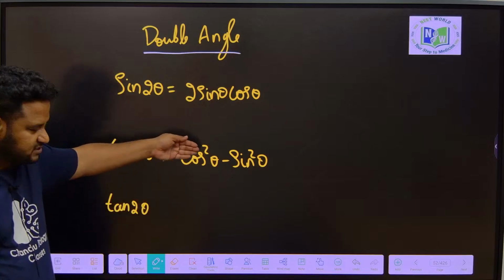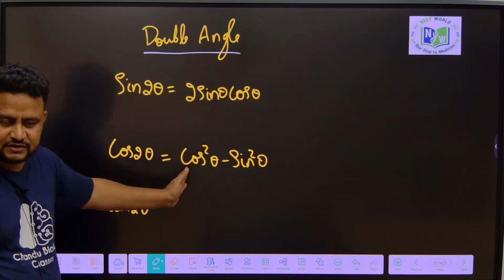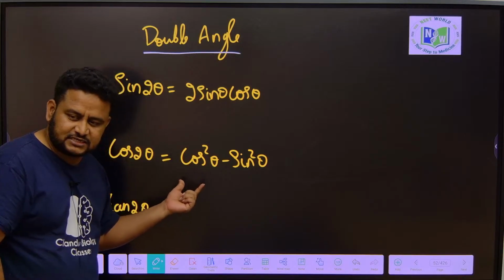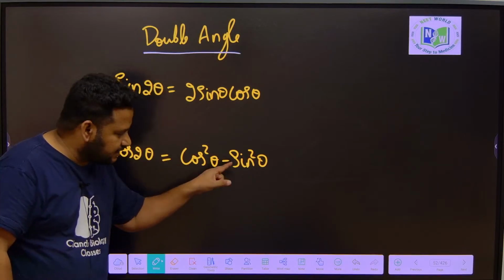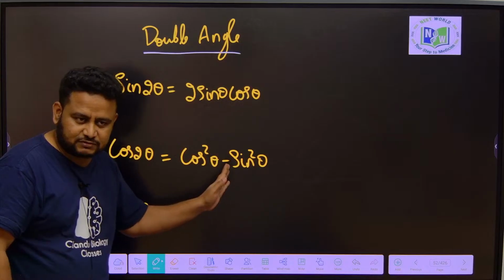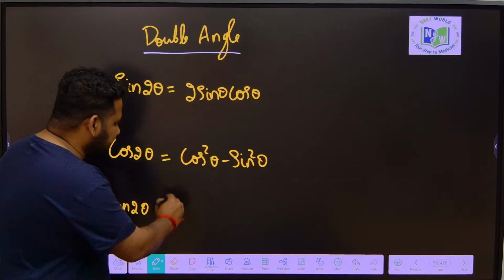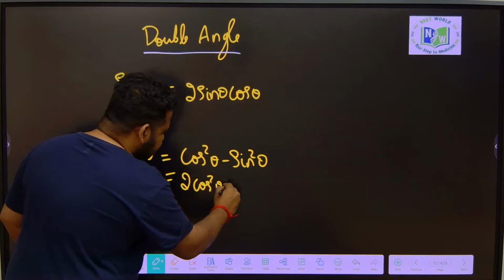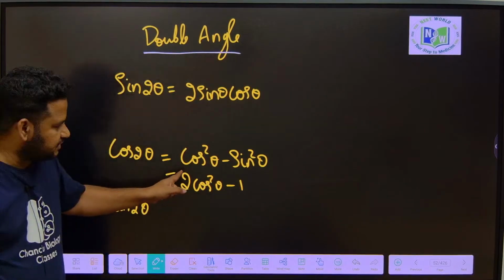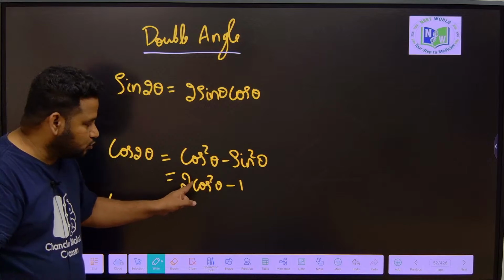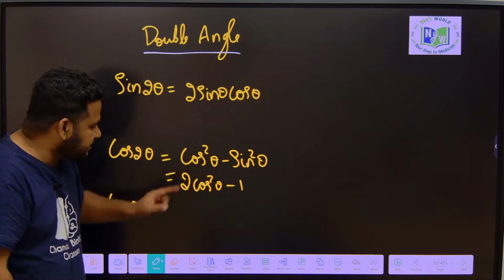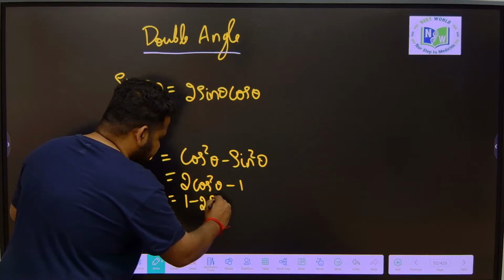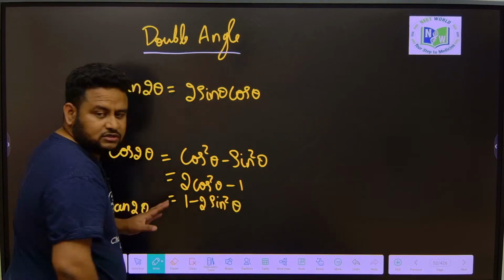But this is further improvised. Cos square theta minus sin square theta can be written as, see, cos square theta can be written as 1 minus sin square theta, and sin square theta can be written as 1 minus cos square theta. If I apply that, you will get 2 more formulas. This will be equal to 2 cos square theta minus 1. The same thing can also be written as 1 minus 2 sin square theta.